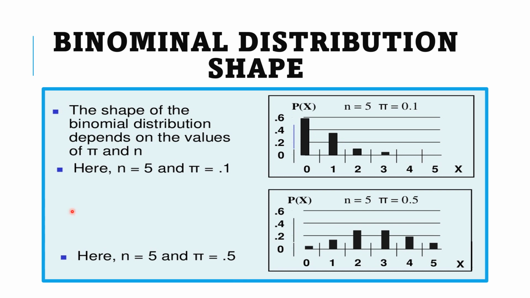Whenever pi is equal to 0.5, the binomial distribution is symmetrical, regardless of how large or small the value of n. When pi is not equal to 0.5, the distribution is skewed. The closer pi is to 0.5 and the larger the number of observations n, the less skewed the distribution is. So in the first case pi is 0.1, so the graph of the binomial distribution is right-skewed, right? When pi is equal to 0.5, this is symmetrical.